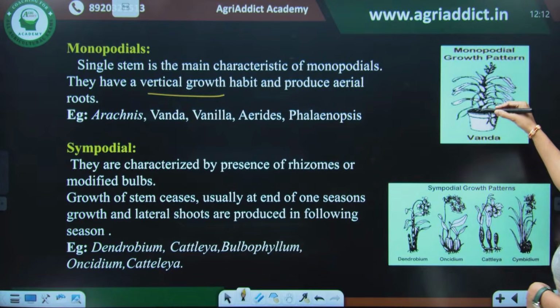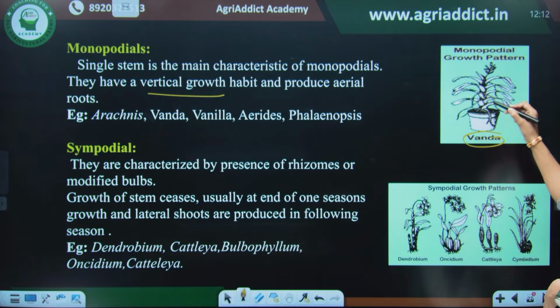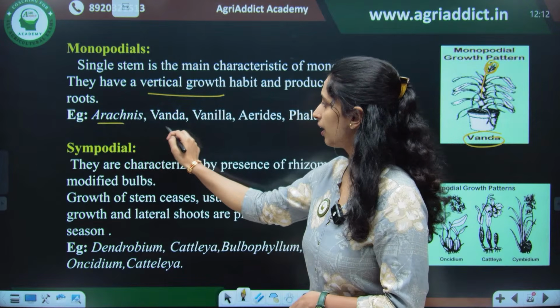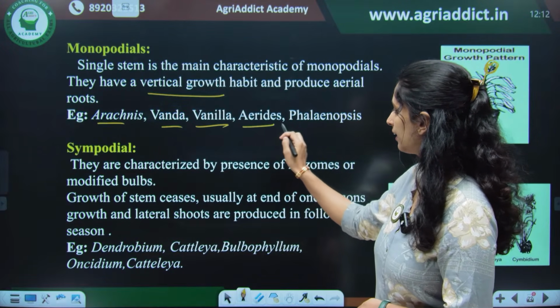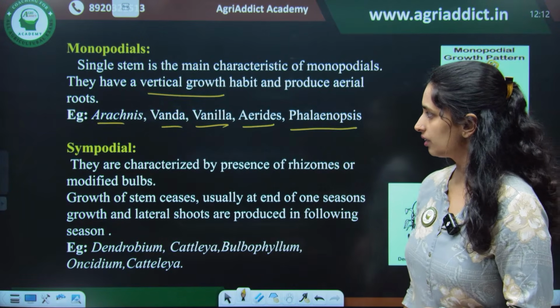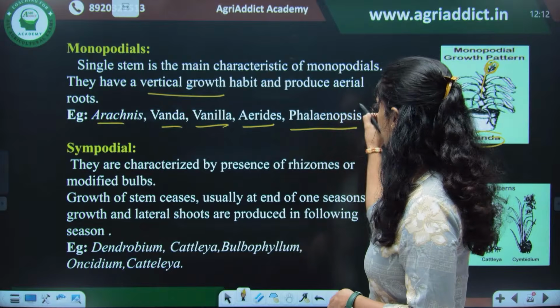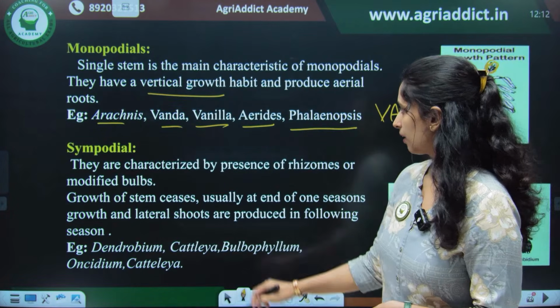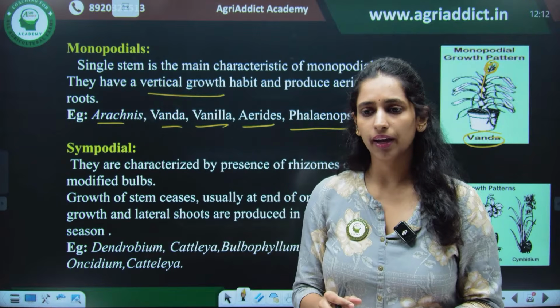Here you can see it is a Vanda example, monopodial growth. At the end they will bloom. Example: Arachnis, Vanda, Vanilla, Aerides, Phalaenopsis. This is very important. You can have some hint words also. You can remember anyway. This Phalaenopsis का common name क्या है?